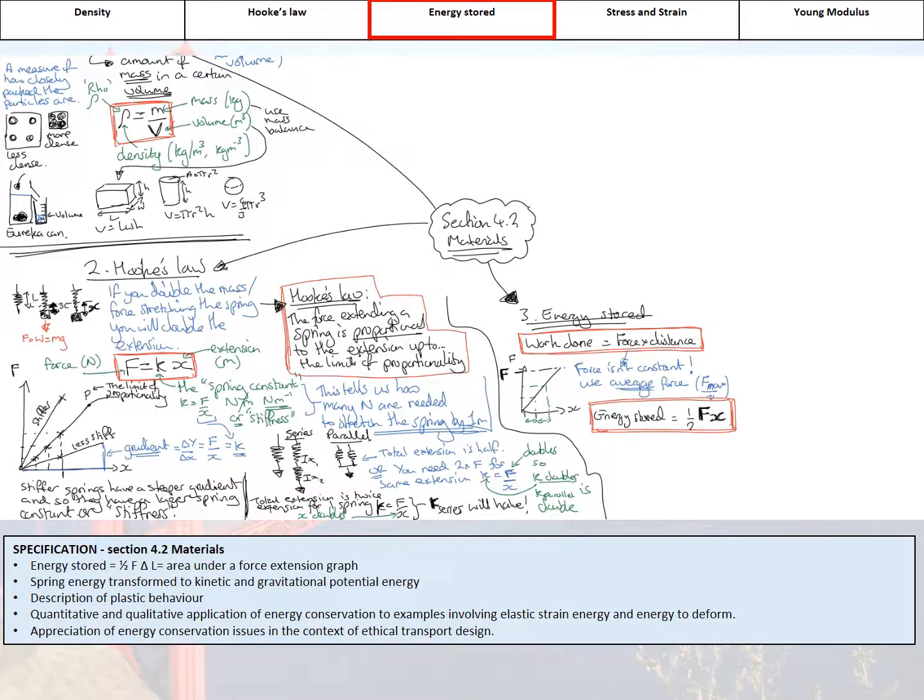Now we could replace F with Kx in this formula, and we could get a formula that says energy stored is a half K times X, Kx times X, which is half Kx squared. So we could use either version of that formula for energy stored.